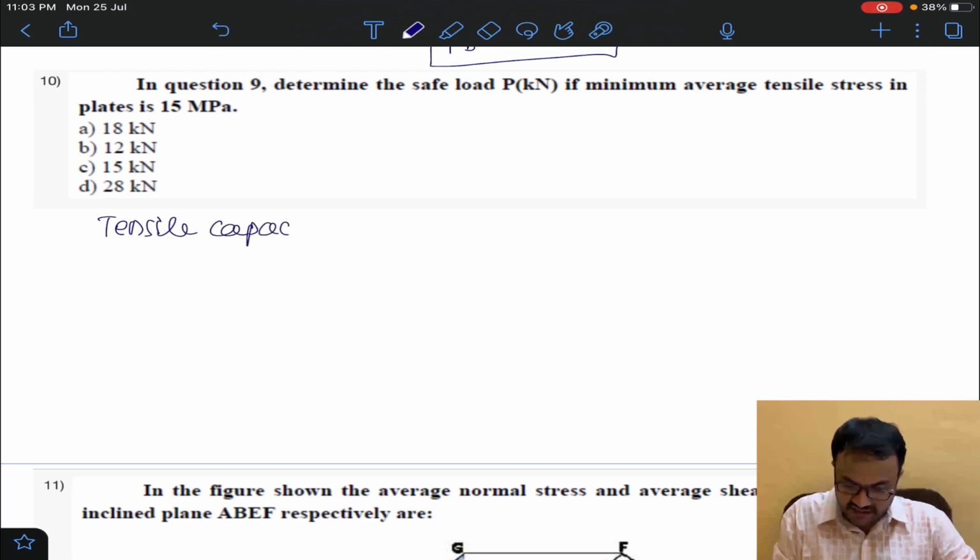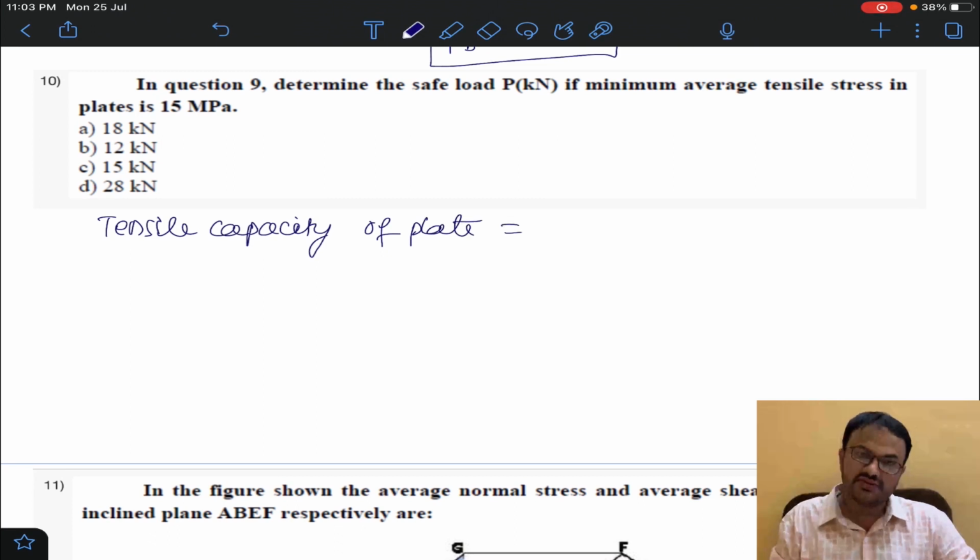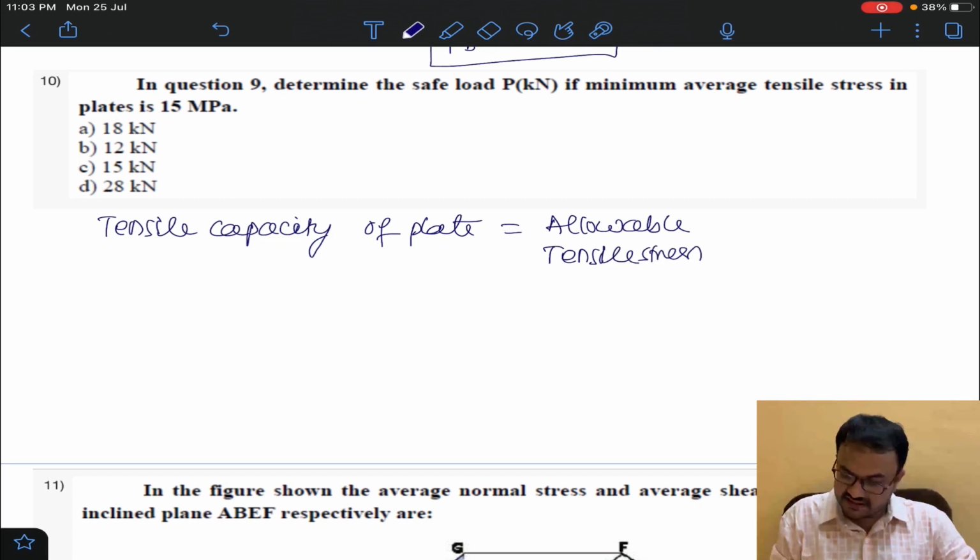Tensile capacity of the plate is equal to allowable tensile stress into the area of cross section, especially that is gross area of cross section.